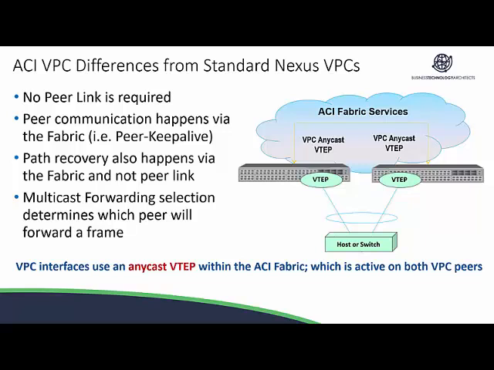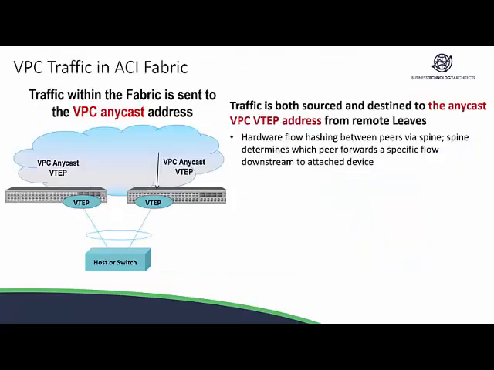But in ACI, there's no peer link required between leaf switches. That's actually handled by the fabric services via Anycast. So peer communication happens via the fabric peer keep alive. Path recovery also happens via the fabric and not peer links, so we don't have to configure that either. Multicast forwarding will determine which peer will actually forward a frame. So you can see that traffic within the fabric is sent to the VPC Anycast address, traffic is both sourced and destined to the Anycast VPC VTEP address from the remote leaves.